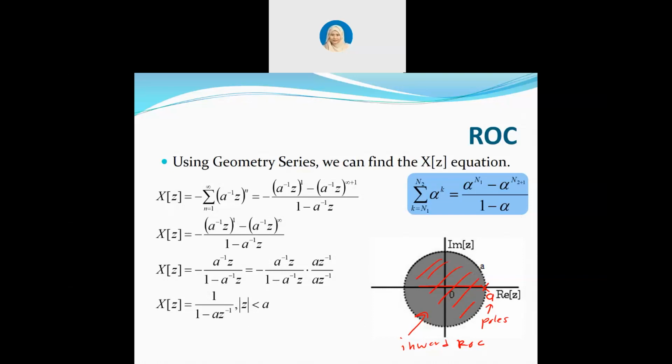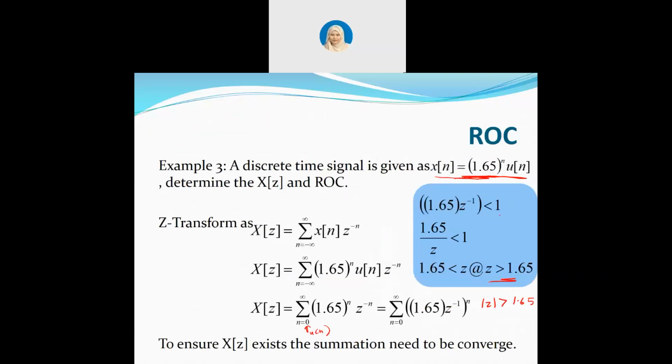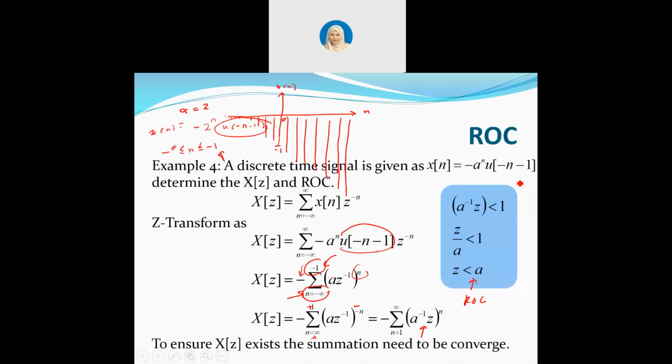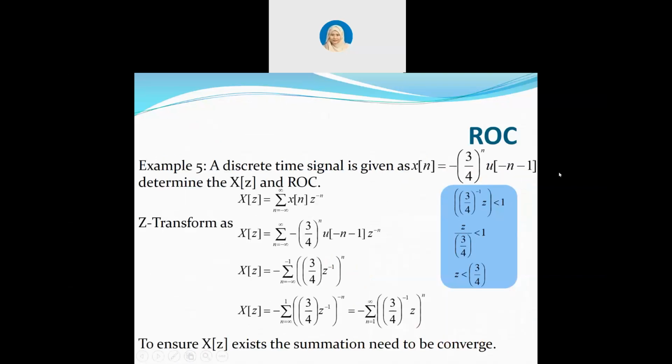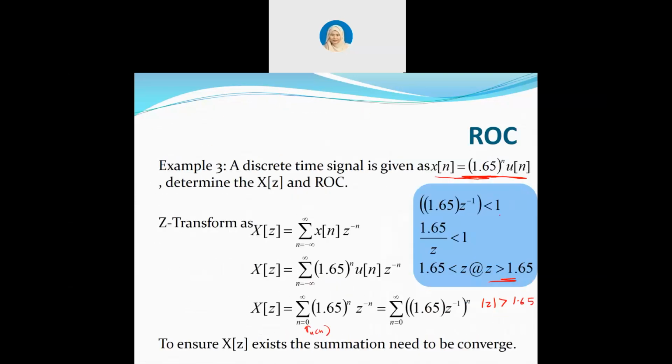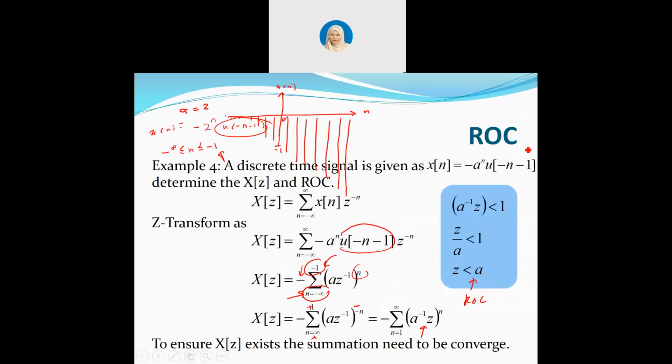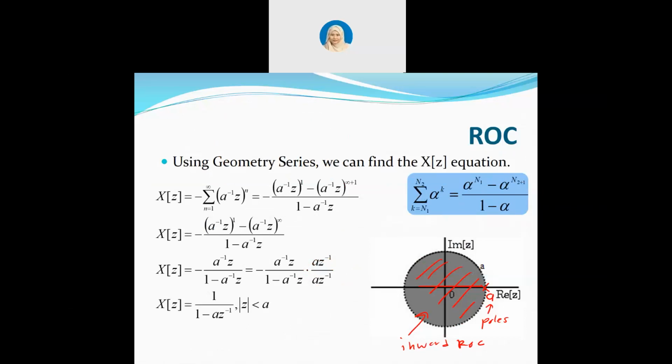So how do we know whether the ROC is inward or outward? It is easy. If our discrete time signal is u[n], we get an outward ROC. If our discrete time signal is u[negative n minus 1], then n is from negative infinity to negative 1. If it is u[n], it means the signal exists for n from 0 to infinity. For the case with u[negative n minus 1], it will be an inward ROC. Okay, that's all. Thank you.